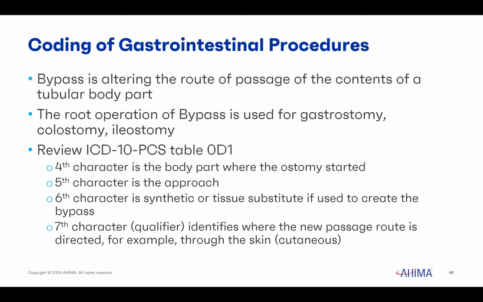And again, why are these procedures bypasses? Because we're altering the route of passage of the contents of a tubular body part, right? So for table 0D1, the fourth character is the body part where the ostomy started. The fifth character is the approach. The sixth character is the synthetic or tissue substitute if it's used to create the bypass. And then the seventh character, or qualifier, identifies where the new passage route is directed, whether it's, for example, through the skin or what have you.